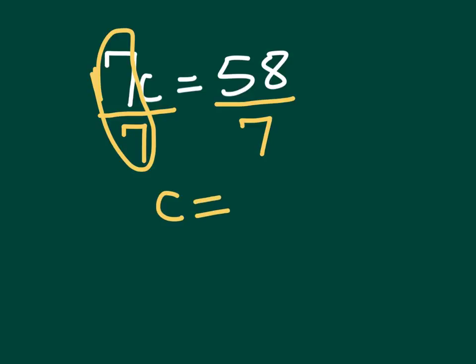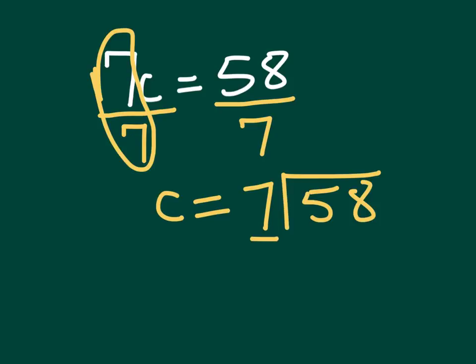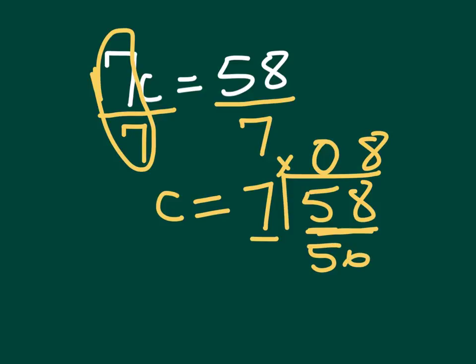So c equals 58 divided by 7. We're going to use long division, and we're going to put our remainder in as a fraction. How many groups of 7 can I pull out of this 5 here? That would be 0. And how many groups can I pull out of 58? Well, that becomes 8, and 8 times 7 gives me 56. I'm going to subtract those. That leaves me with 2. I have nothing else to bring down, so I'm done.